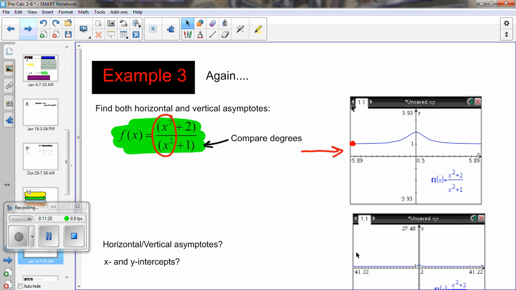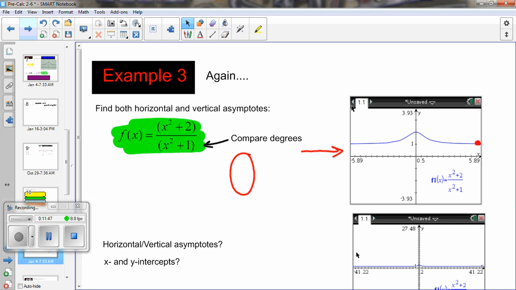Okay, example 4, the last one we're going to look at today in class. We're going to, again, do some of those same things. We're going to look at asymptotes, and we're going to look at intercepts. This is a rational function. Let's compare the degrees. What degree does the numerator have? 3. Denominator? 2. So, the numerator does not have a smaller degree. We have to think about dividing.